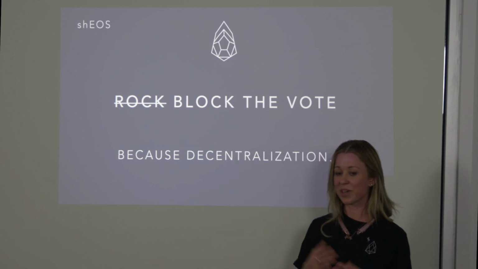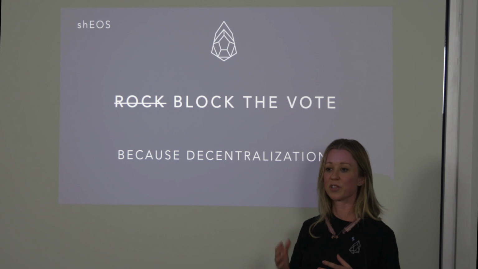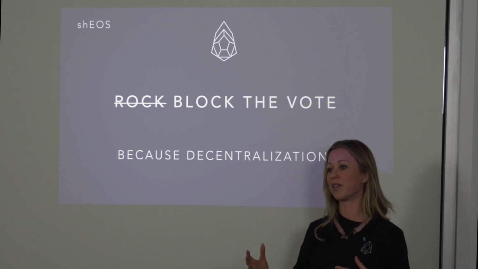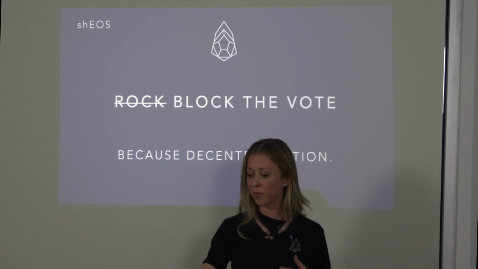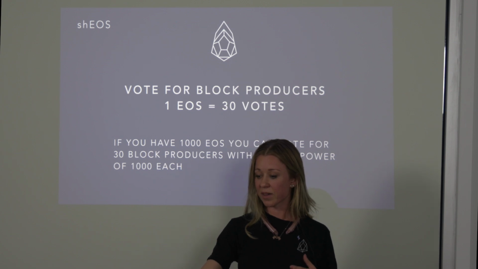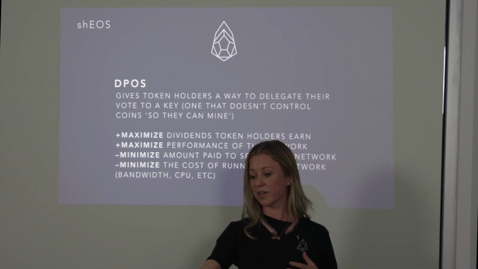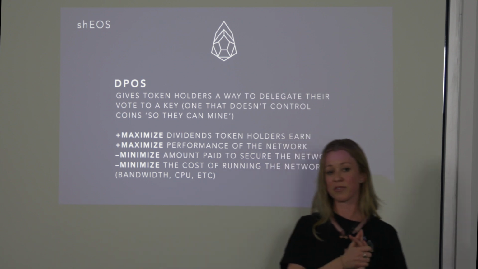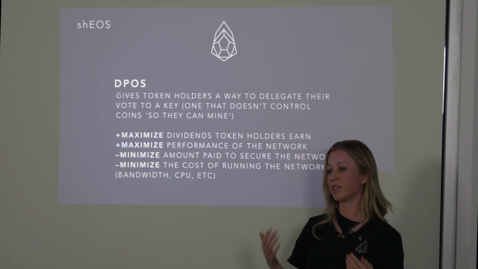Why are we voting? Well, because decentralization. So what's really important with EOS and the way that the proof of stake works, so I'm out of order here. So DPoS, what is DPoS? Delegated proof of stake. Why is that important?